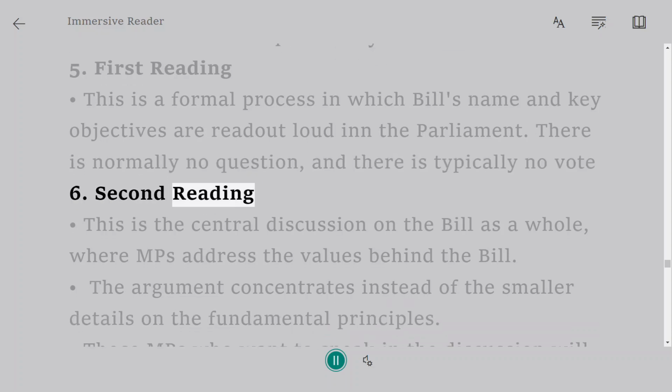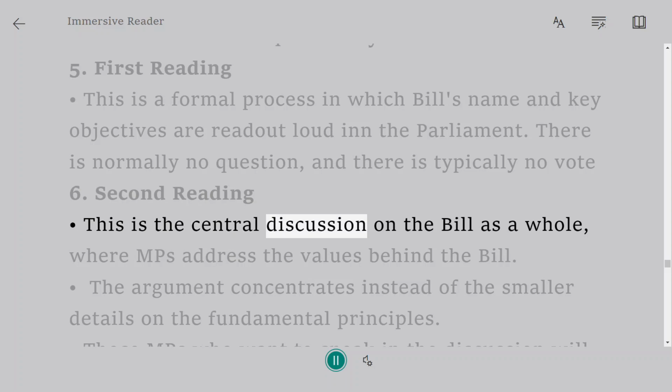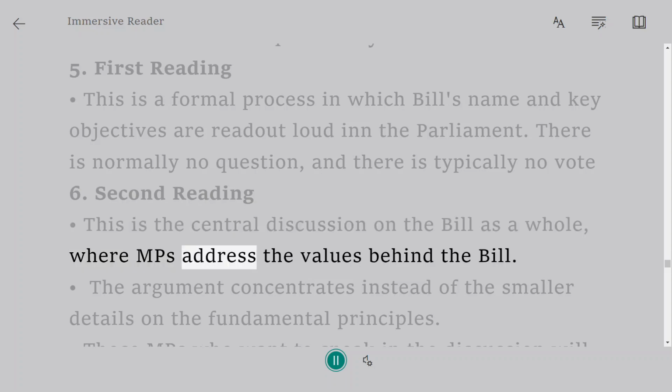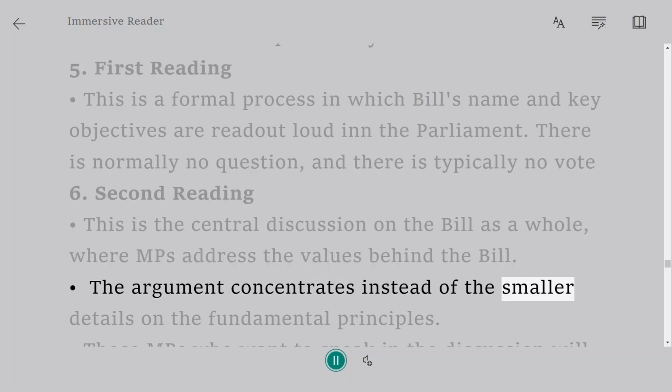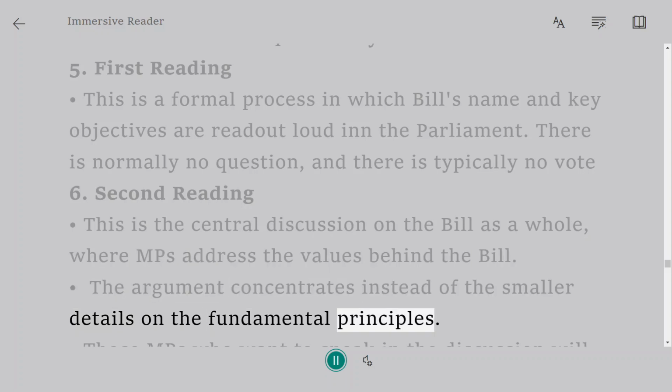6. Second reading. This is the central discussion on the bill as a whole, where MPs address the values behind the bill. The argument concentrates on the fundamental principles instead of the smaller details.